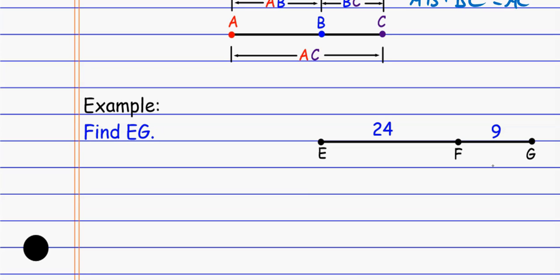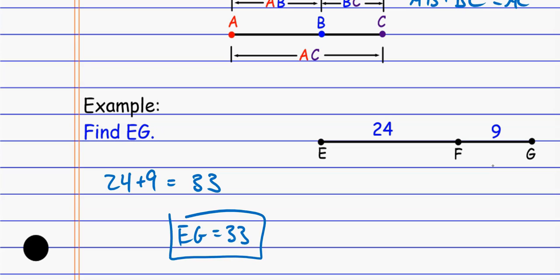For example, if I look at something like this guy, it says find EG. Notice EG is broken down into pieces. I have EF and I have FG. So those two pieces should add up to the whole thing. So that means that EG should be the 24 plus the 9. If I do 24 plus the 9, I get 33. So I would say that EG equals 33. Okay? The smaller pieces add up to the whole thing.